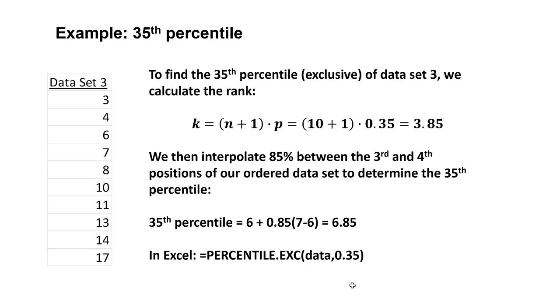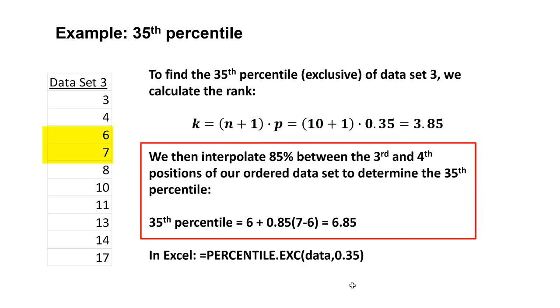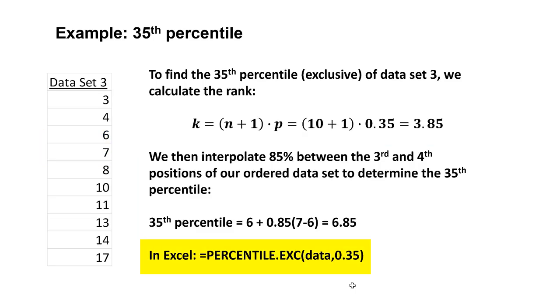So let's just go through an example. The 35th percentile, p is going to be equal to 0.35. If we want the exclusive percentile, so excluding the median, we can use this formula here to determine the rank. When we plug these values in, we get 3.85. Therefore, we go 85% between the third and fourth positions of 6 and 7, and we end up with a 35th percentile of 6.85. In Excel, we could just put this in, PERCENTILE.EXC, the data, and 0.35.